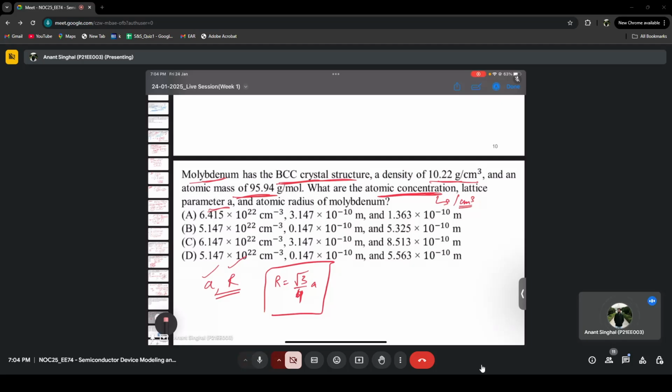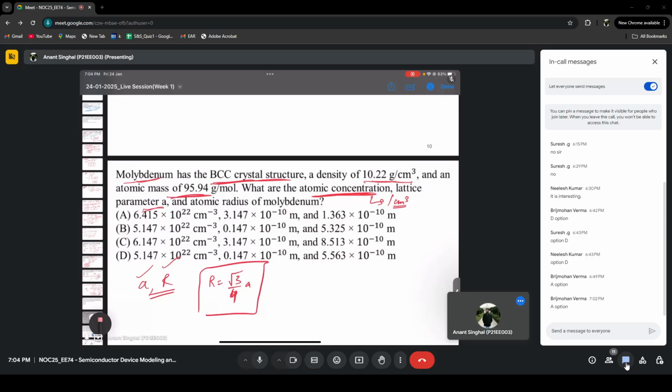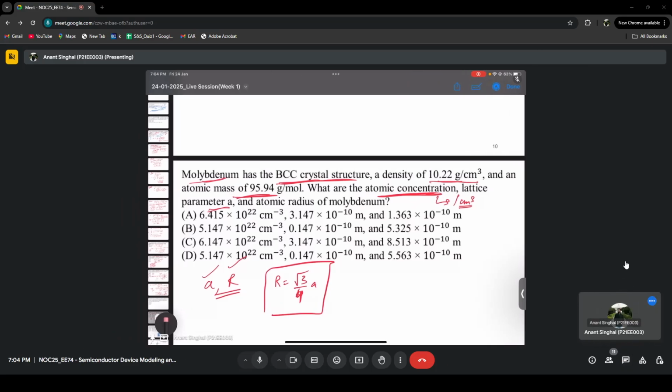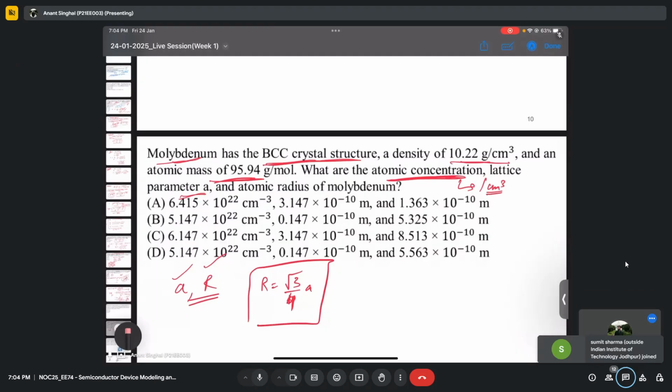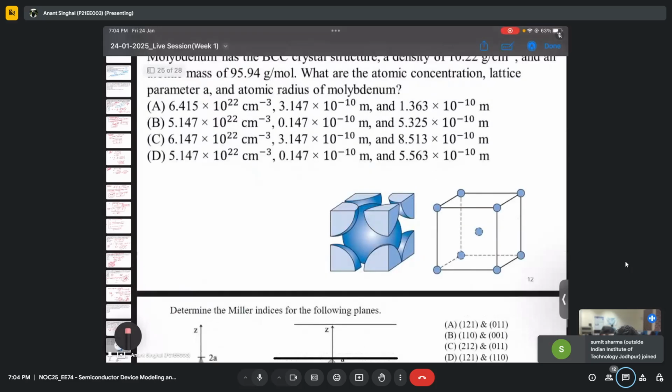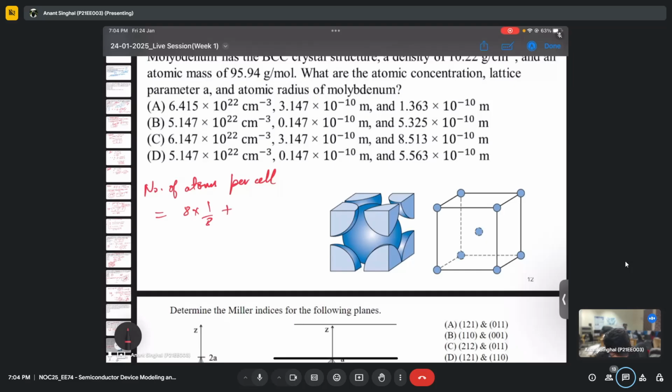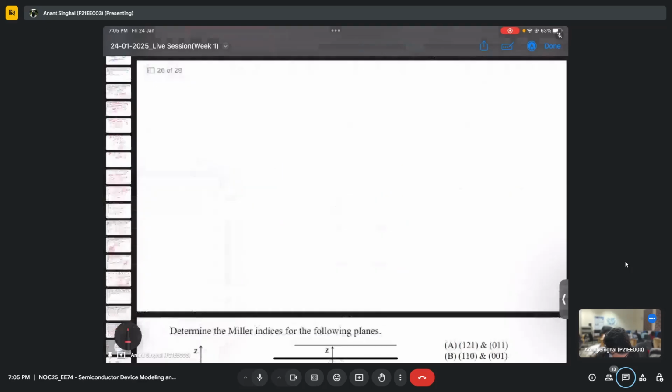I've already got some answer, I guess. Option A. Okay, so let me try to solve it quickly. It has a BCC structure. So for BCC, the number of atoms per cell: 8 in the corners, each 1/8, plus 1 in the body. In total, we have the number of atoms per unit cell as 2.